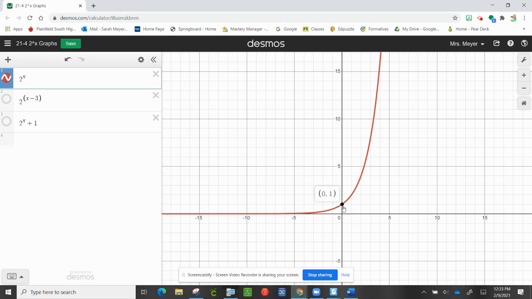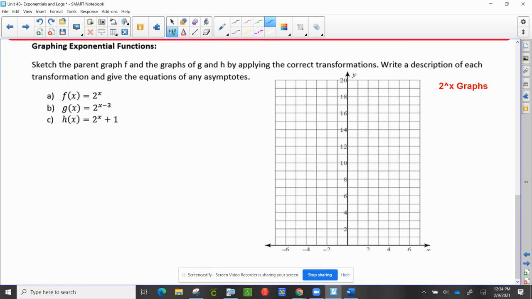Okay. The other thing we have to point out is our asymptote. As we move along, the graph gets closer and closer to 0, but we'll never actually cross that line. Okay, so our asymptote here is at y equals 0. So that's another thing to point out. So let me go back to our notes here and graph this. So the parent function would start at 0, 1.